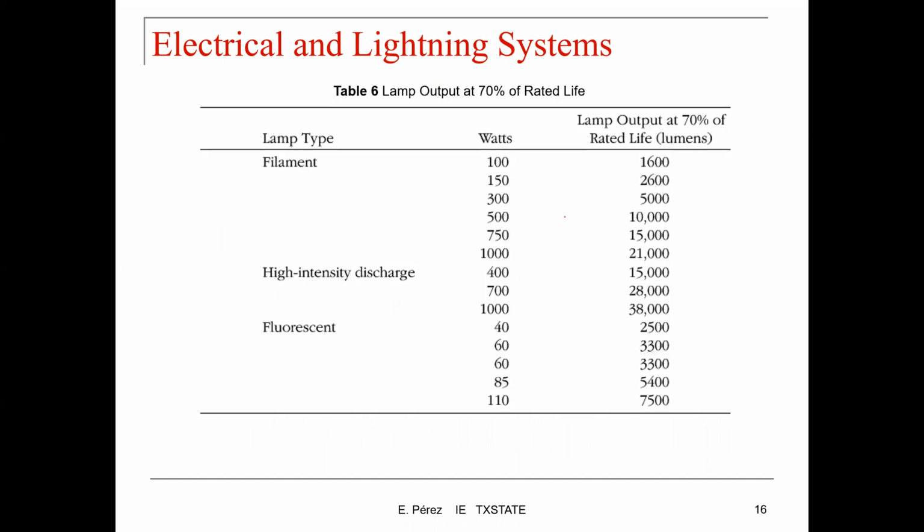So here's Table 6 that states the lamp output at 70% of rated life. In the first column, we have the lamp type, which includes the filament, the high intensity discharge, and fluorescent. In the second column, depending on the lamp type, we have the watts for each lamp. And then in the third column, we have the lamp output at 70% of rated life.